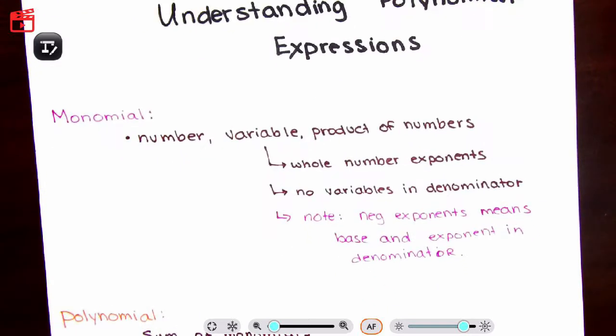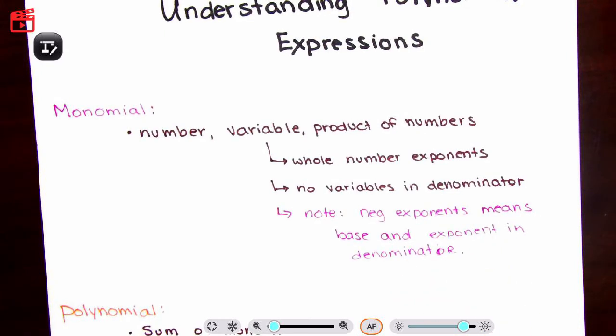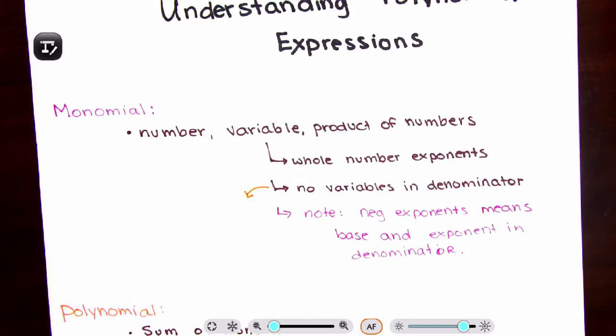Let's start with the definition of a monomial. It is a number, a variable, or a product of numbers. If we're talking about a variable, it has to be a whole number exponent, no variables in the denominator. And just a side note here, if you have a negative exponent, it means the base and the exponent belong in the denominator. So let's do a quick example of that. It cannot have any variables in the denominator.